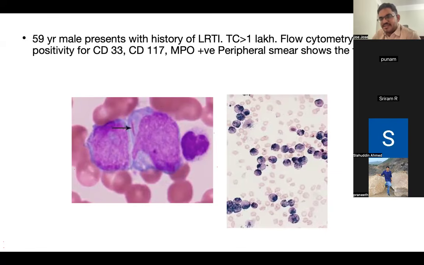So how will you treat a favorable risk AML? Sir, we'll first see if the patient is fit or unfit. If the patient is fit, we will start with an induction regimen, the 7+3 regimen, which consists of 7 days of continuous infusion of cytarabine at a dose of 100 to 200 mg per meter square, along with 3 days of daunorubicin at 60 mg per meter square.